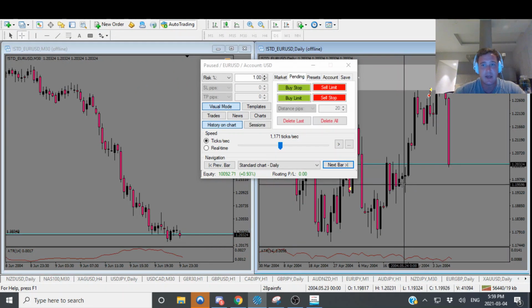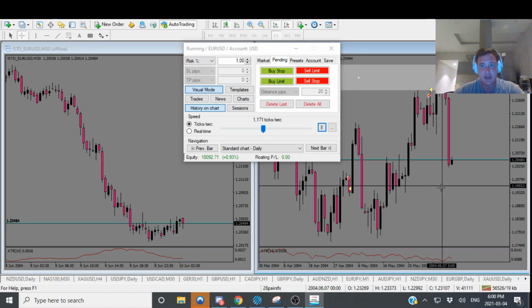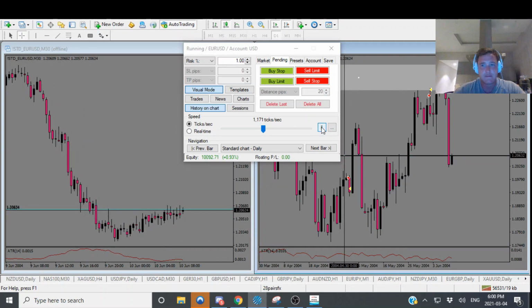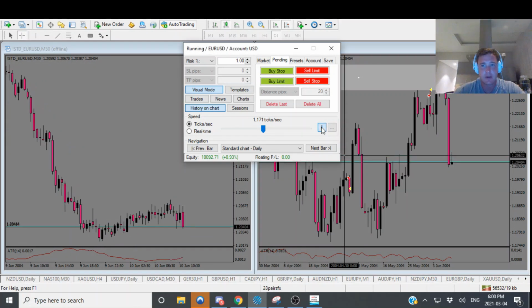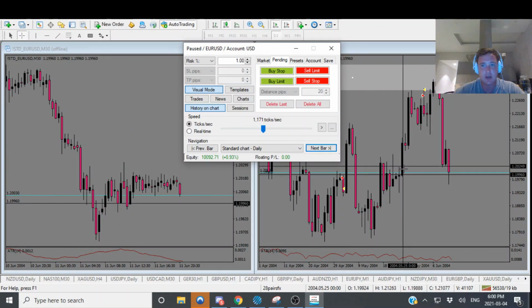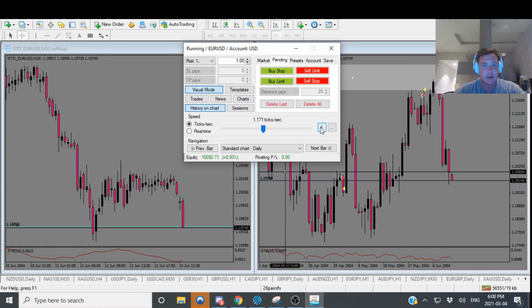So that's an area of demand that if and when prices do come back into, I will look for buying opportunities. Okay, so prices are coming down to this area of demand. Let's go next bar. Next bar. I just want to fast forward and wait for prices to go into this area of demand, which we are now in. Let's push play.